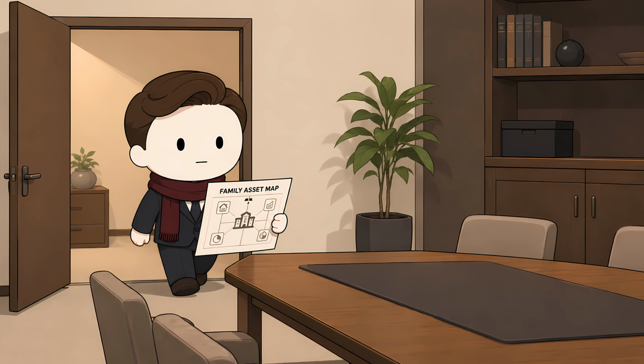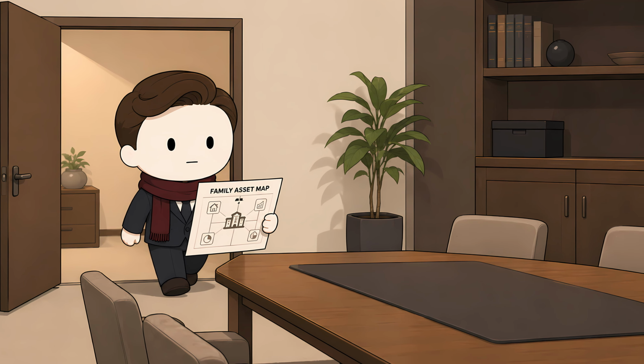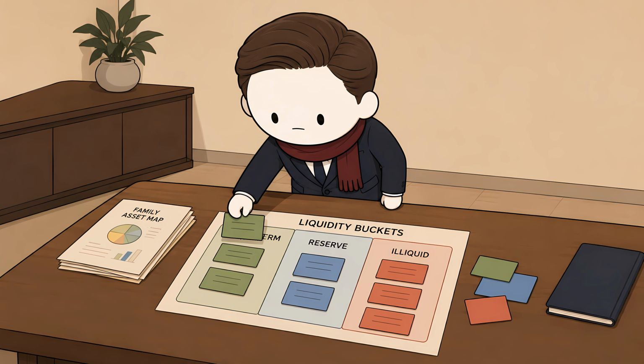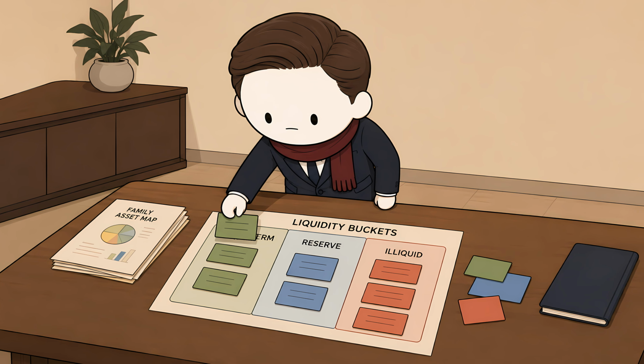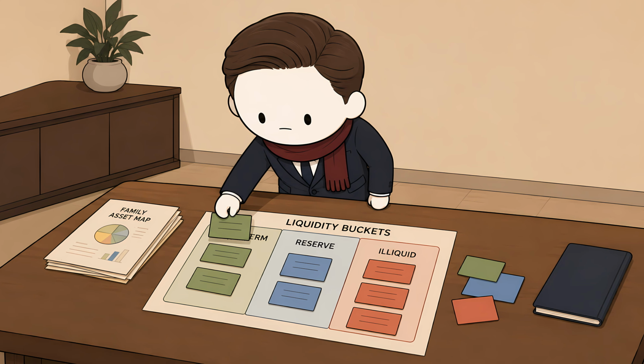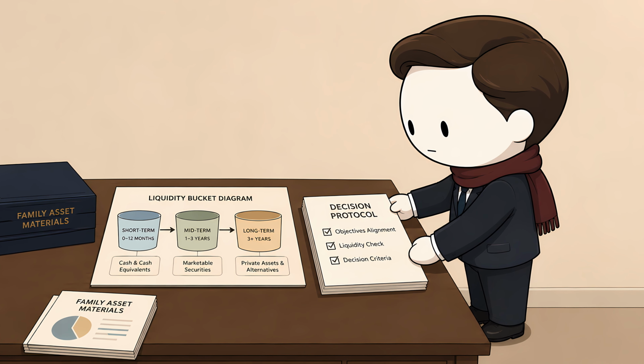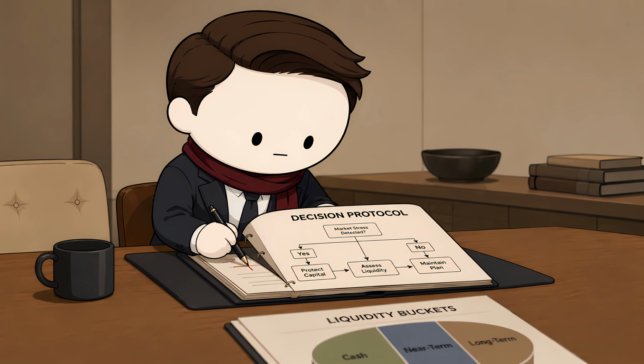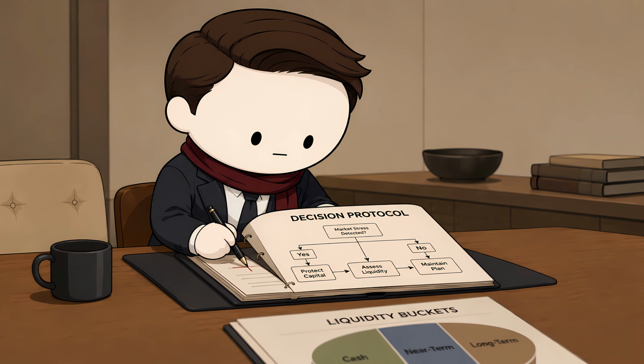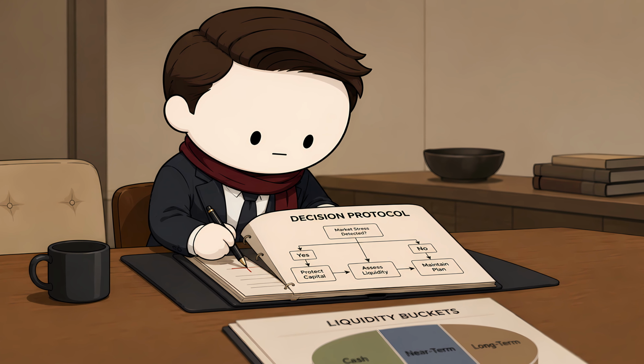You enter the quiet family office room with the family asset map. In the quiet family office room, you rebuild the liquidity bucket diagram from the asset map. You place the decision protocol beside the liquidity bucket diagram. With the decision protocol open, you assign choices before fear assigns choices.